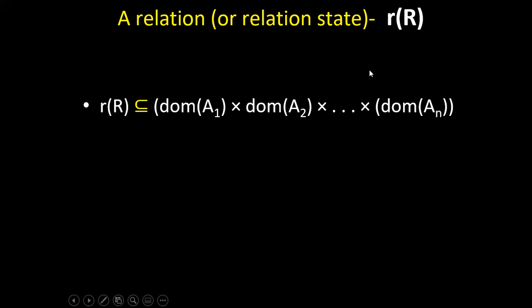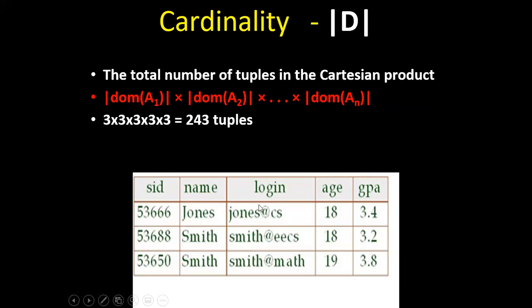Then we'll get a set of tuples which is the result of the Cartesian product. From that result, according to our requirement, we can extract some values, which is the subset of that Cartesian product. That subset represents the state of a relation, that is a relation state. For example, if I take this relation, in this relation we have 5 attributes: SID, name, login, age and GPA. To find a particular state of this relation, whatever values we are indicating in this table, this is one state.